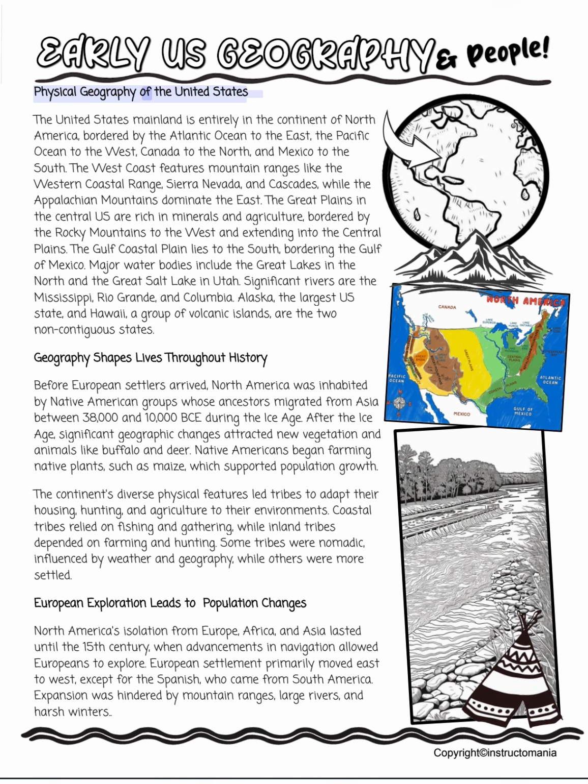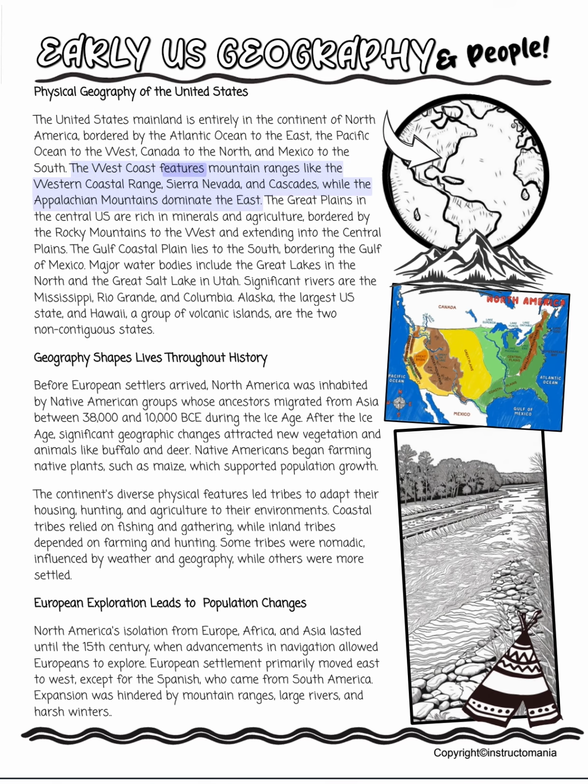Physical geography of the United States. The United States mainland is entirely in the continent of North America, bordered by the Atlantic Ocean to the east, the Pacific Ocean to the west, Canada to the north, and Mexico to the south.